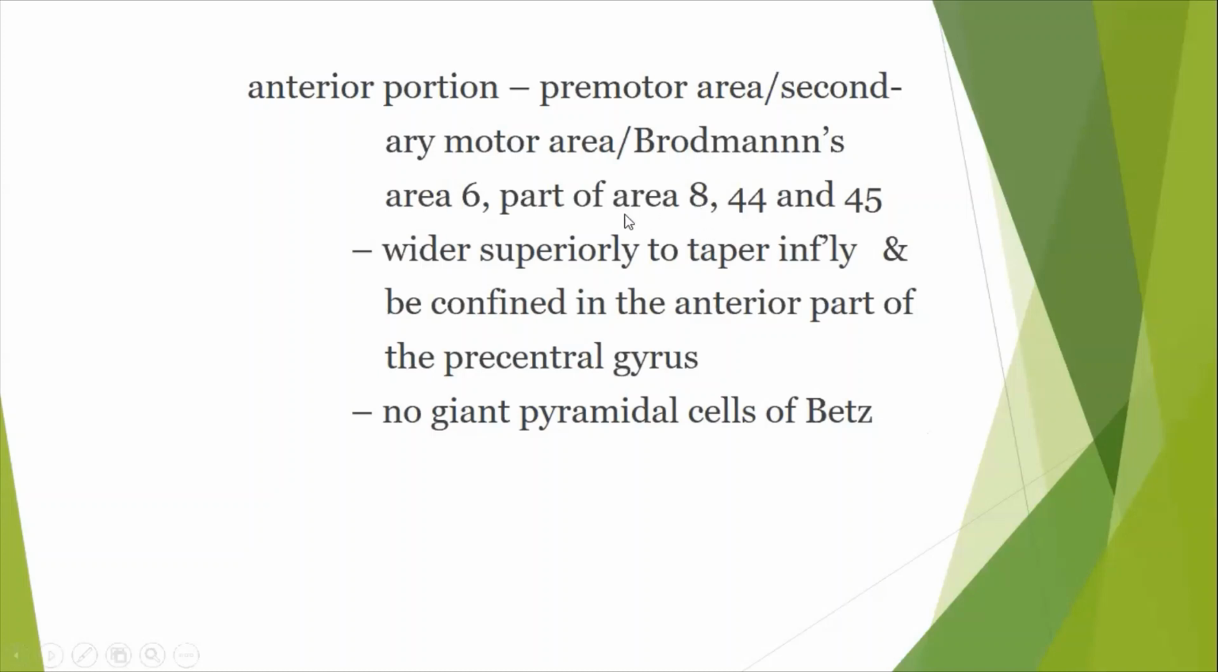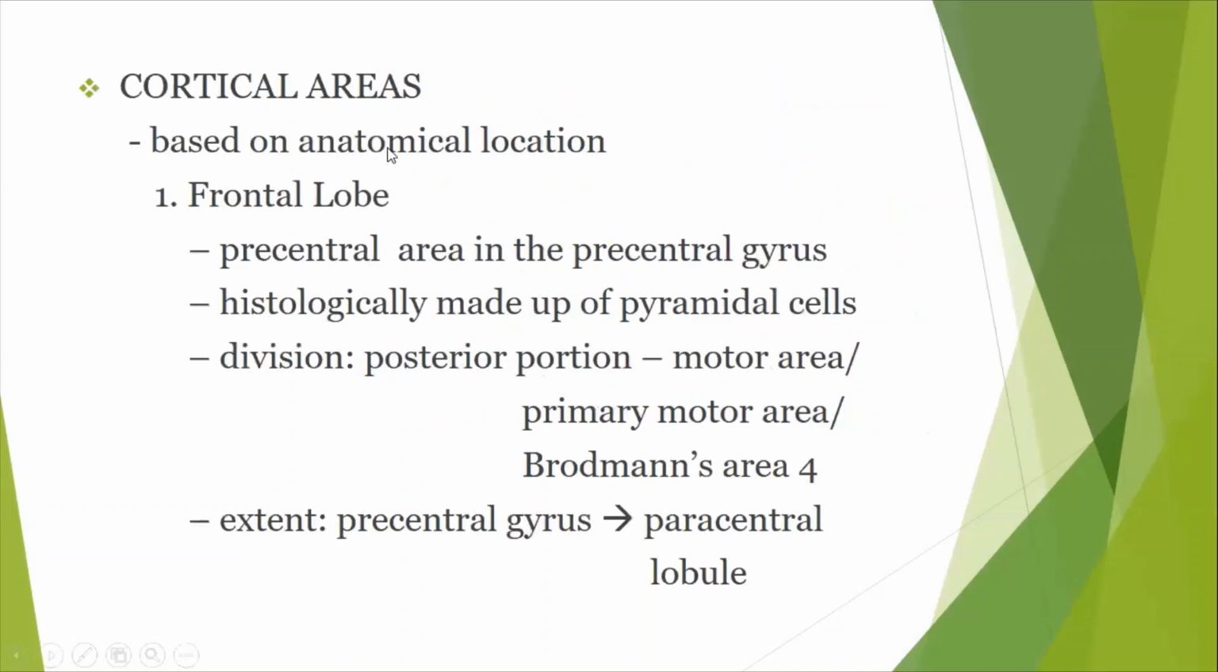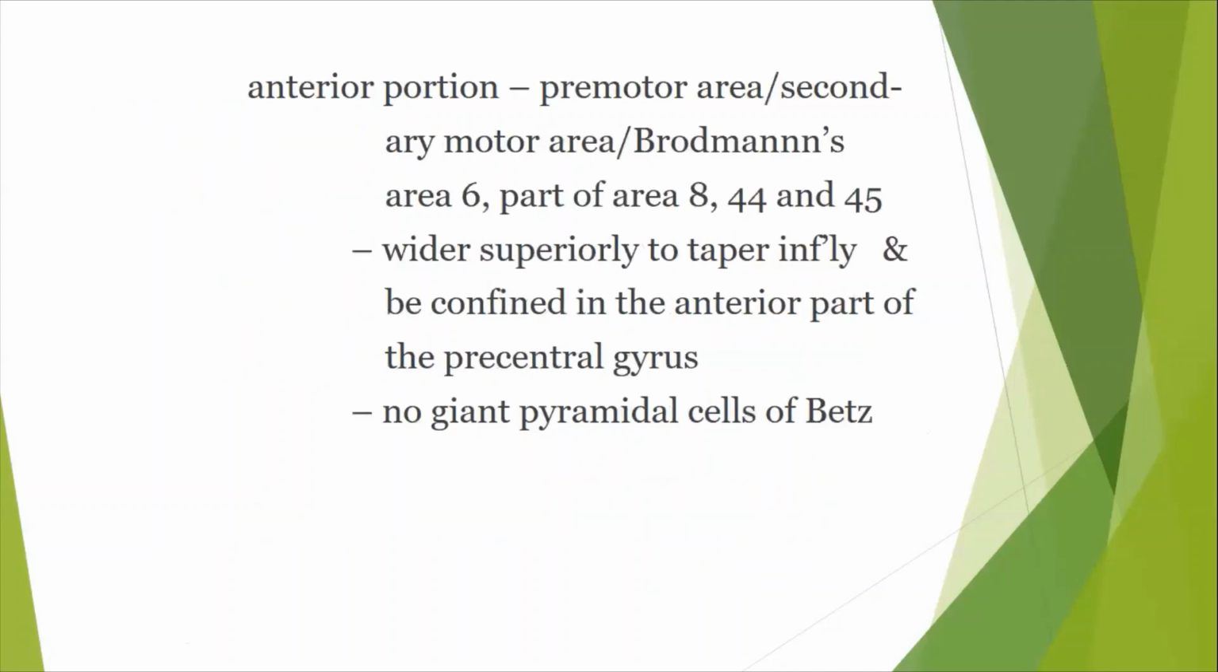So these are the names of the anterior portion of the precentral area of the frontal lobe. Now the anterior portion is wider superiorly, and it will taper inferiorly and be confined in the anterior part of the precentral gyrus. So there are no giant pyramidal Betz cells here in the anterior portion.